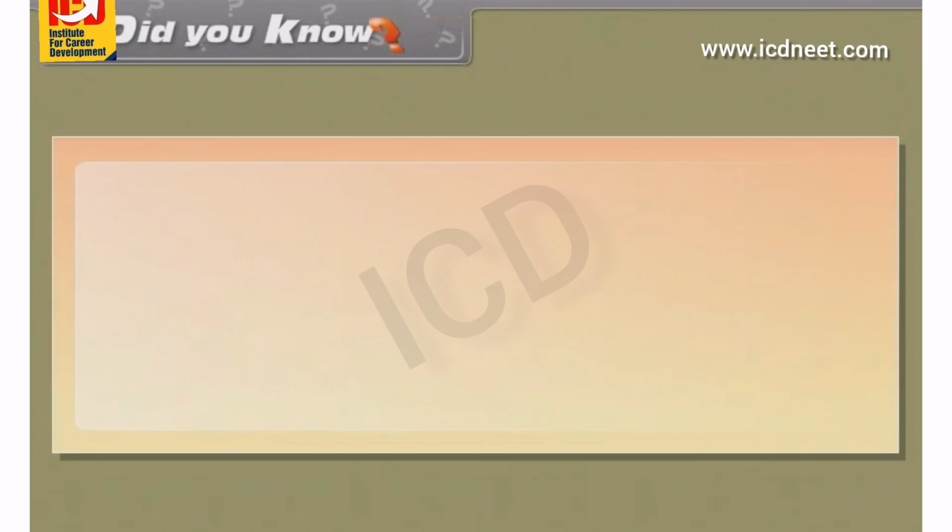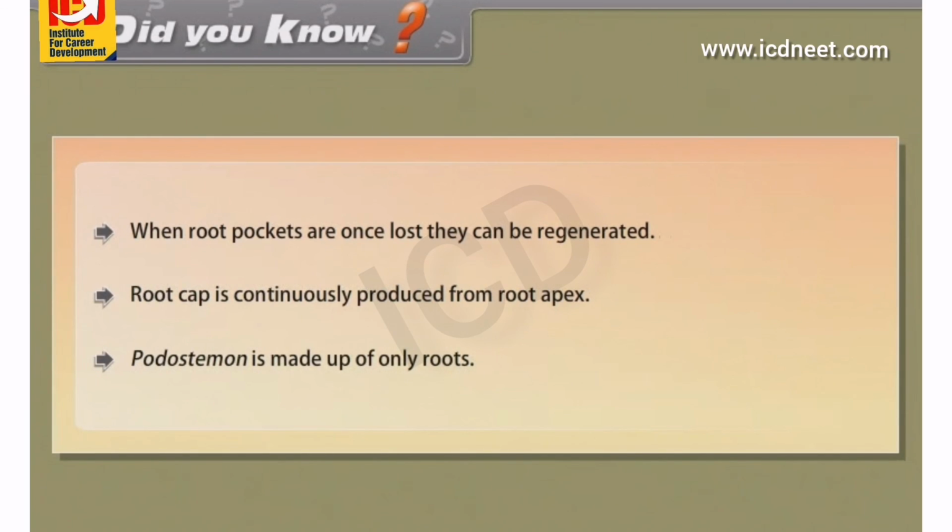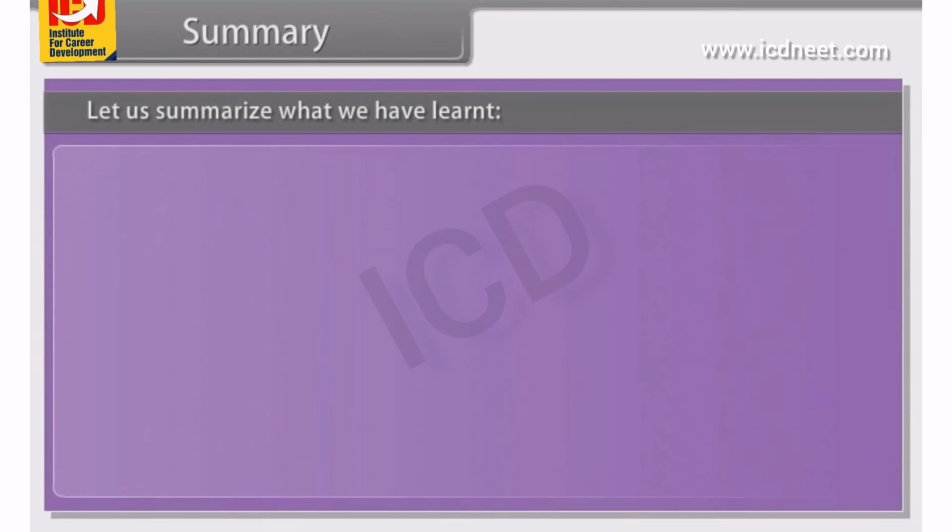Did you know? When root pockets are once lost, they can be regenerated. Root cap is continuously produced from the root apex. Podostemon is made up of only roots. Summary. Let us summarize what we have learned.